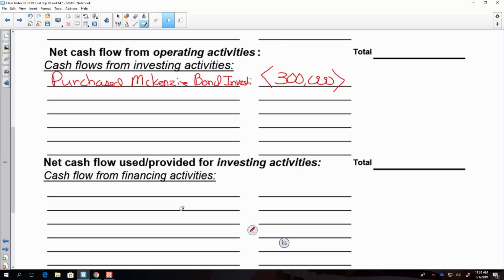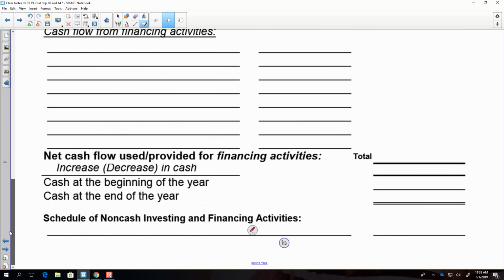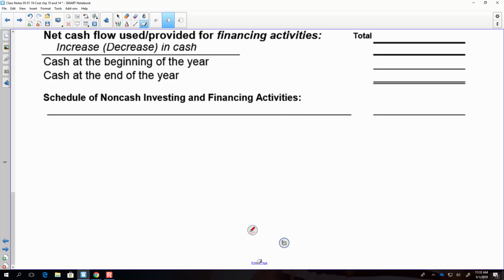How about B? Do we put that exchange, that non-cash exchange, here? We actually don't. Where does it go on our cash flow? It's a supplemental note, which they have on the bottom of this template. So you can see your schedule of non-cash investing. So we would just make a note here.